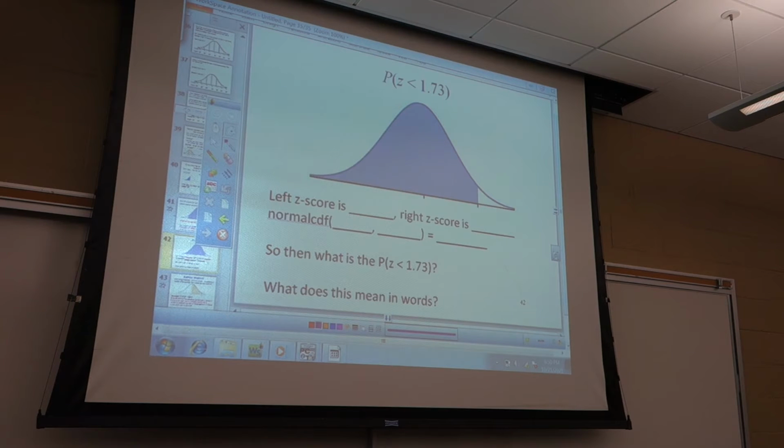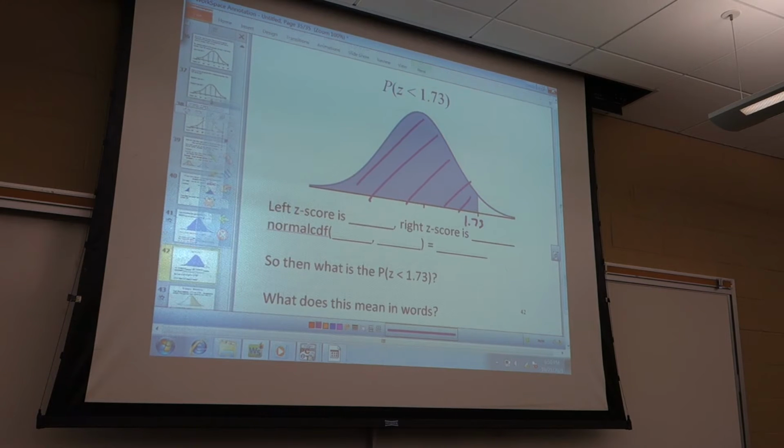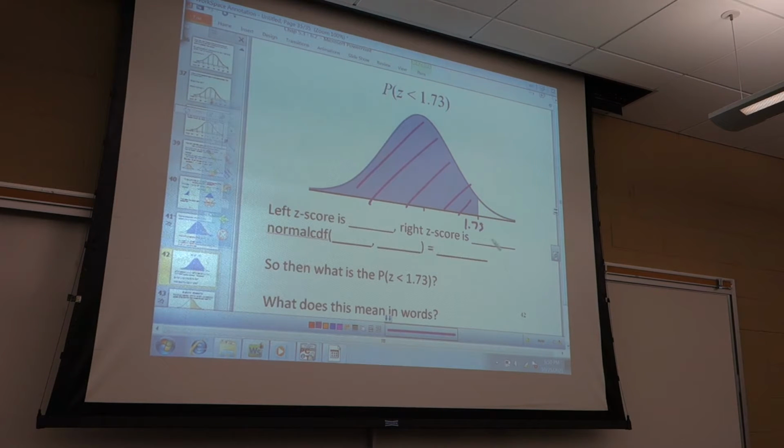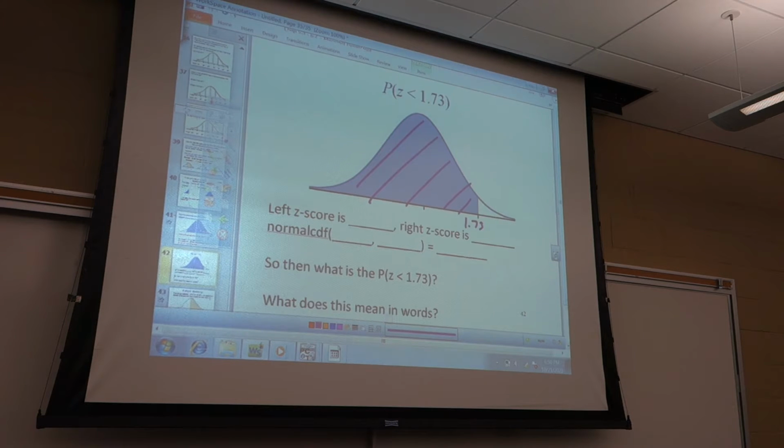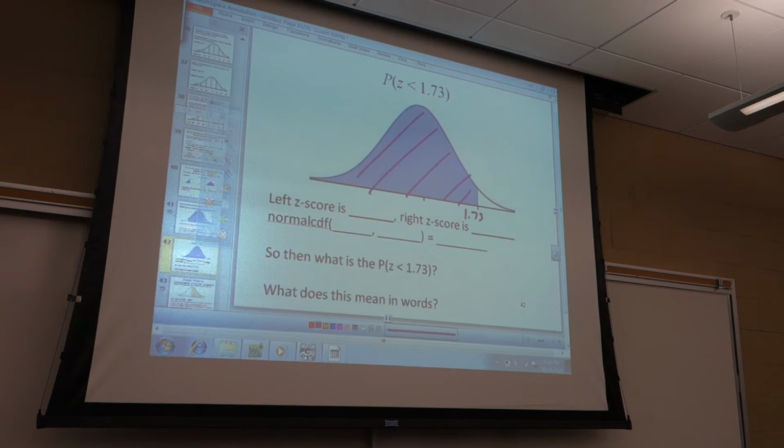So you've got your picture. You've got a number already in here, 1.73. Already shaded to the left already for you. Write down what the left z-score is, write down what the right z-score is, and then fill in what normal CDF of blank, comma, blank should be and the answer. So everybody take a minute and do this.